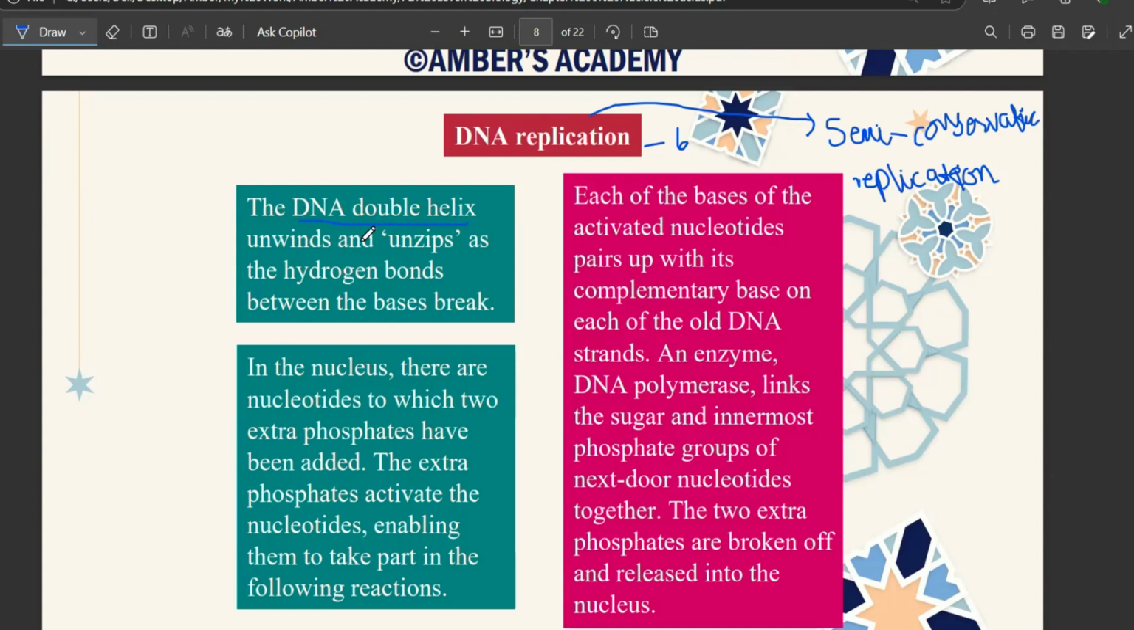Acha. So the DNA double helix unwinds and unzips, meaning that the double strand opens up itself, and the hydrogen bonds which are present between the bases, 2 between adenine and thymine and 3 between cytosine and guanine, they are going to break. Okay, this is the first step, number 1.